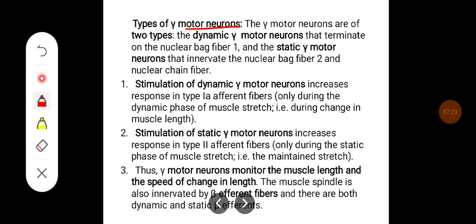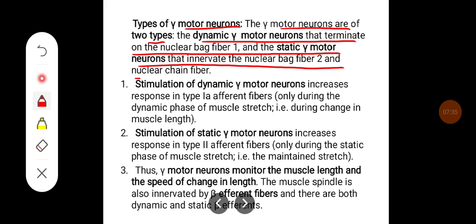The gamma motor neurons are of two types: dynamic gamma motor neurons that terminate on the nuclear bag fiber 1, and the static gamma motor neurons that innervate nuclear bag fiber 2 and nuclear chain fiber. Stimulation of dynamic gamma motor neuron increases response in type 1A afferent fibers, only during the dynamic phase of the muscle stretch, that is, during the change in the muscle length.